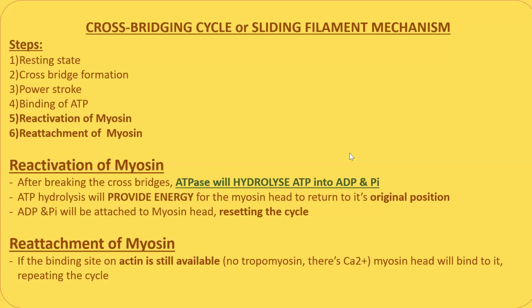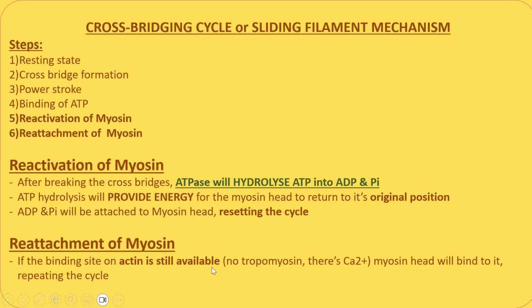Okay, so why is it? This is also what I discussed. The reactivation of myosin is by the ATP. The ATPase will hydrolyze the ATP into ADP and inorganic phosphate. It will return to its original position, resetting the cycle. Okay. The myosin will reattach if the myosin binding site on the actin is still available. What does this entail?